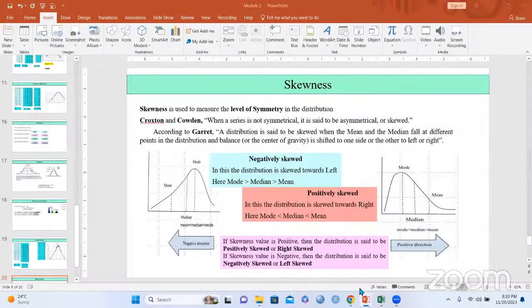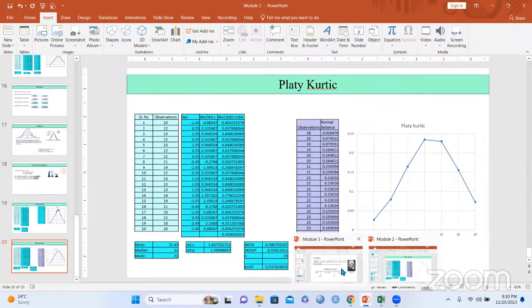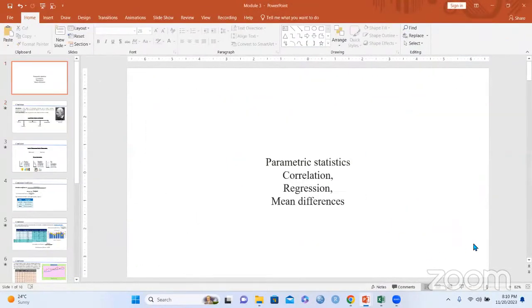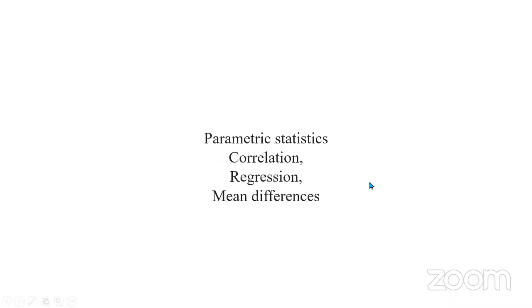So now we'll see something new. Until now, what we have seen is completely about a single variable. Is everyone okay with this? Because we have already seen this, I've completed it a bit fast. Now we have to start a new topic, which is correlation, regression, and mean differences, which comes under parametric statistics. Is that fine?